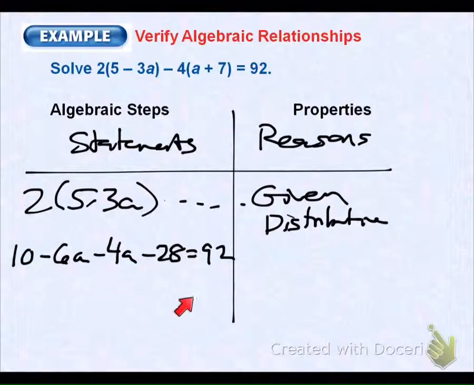Now we need to have a reason for when we combine like terms, because you can't write "combine like terms" as a reason. That's not an algebraic reason. That's just something we do. Okay? What we write when we combine like terms is we call that substitution.